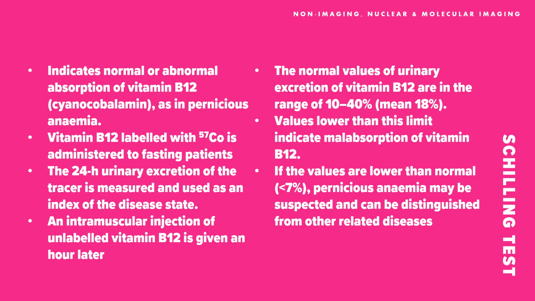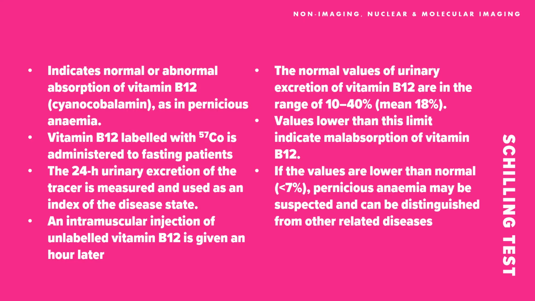First of all, you let the patient fast. Meanwhile, you have vitamin B12 that has already been radiolabeled with a tracer, 57 cobalt. You give oral administration to the fasting patient of this 57 cobalt labeled vitamin B12. After 24 hours, they collect all the urinary excretion during the 24 hours, and then measure the signal or the value of the tracer. This will be used as a test to indicate the status of the disease.